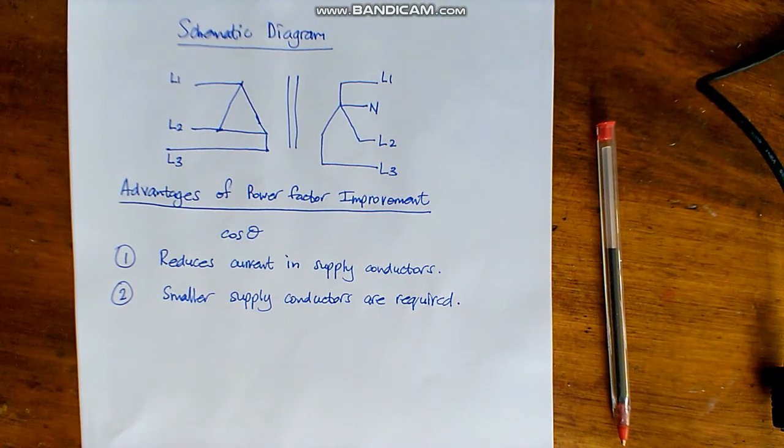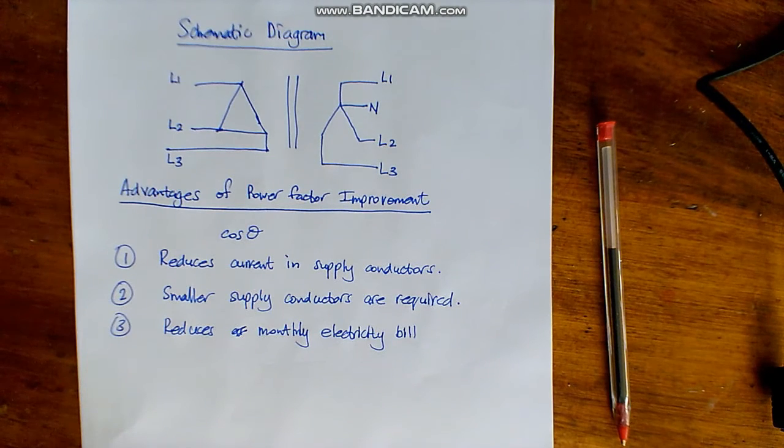We can now use smaller supply conductors. Number 3, reduces the monthly electricity bill because now we've got less losses. Number 4, less maintenance is required on the equipment, and if we've got less maintenance on the equipment, then surely, number 5, our equipment will last longer. If our equipment lasts longer, then we are saving money.